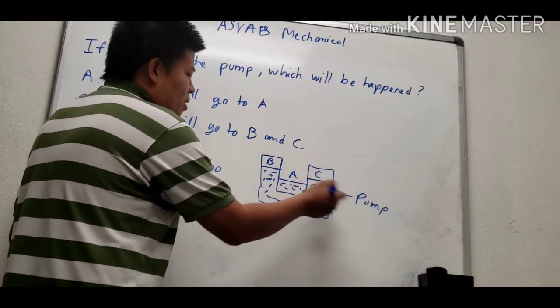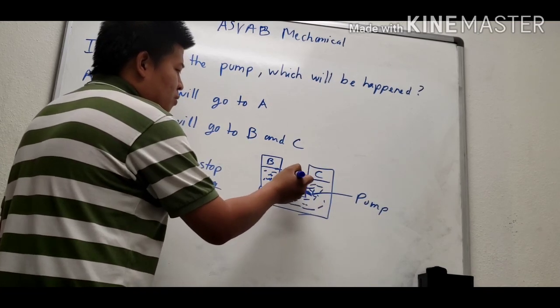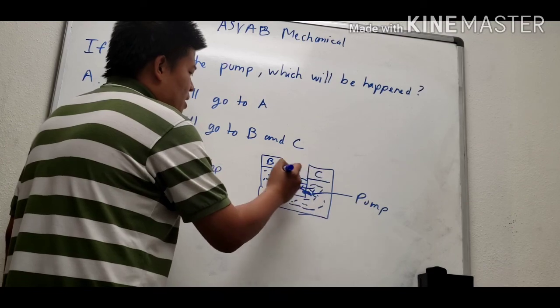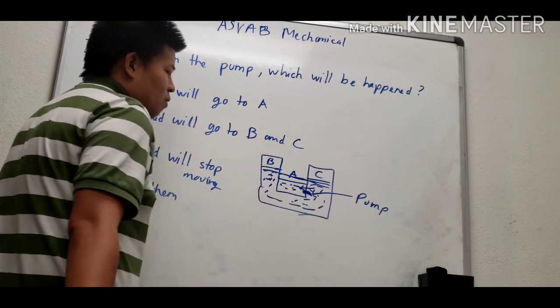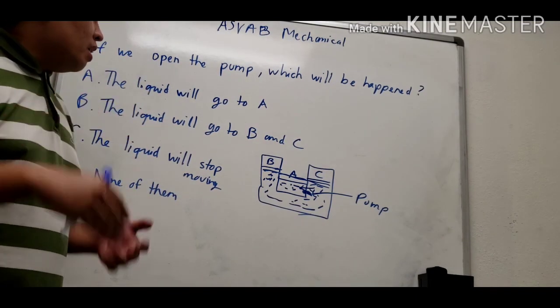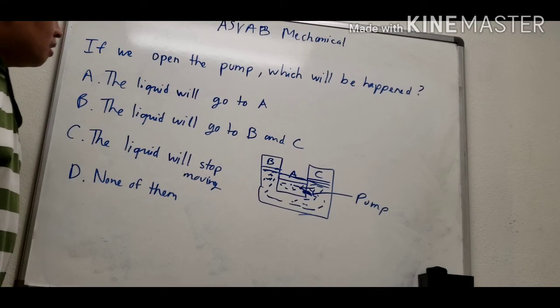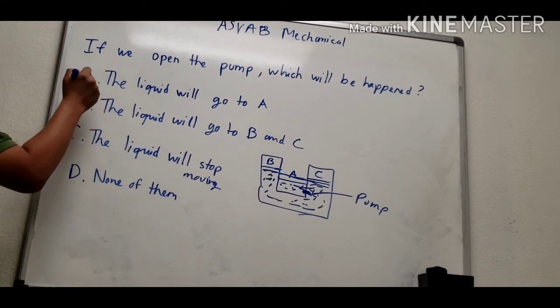So when we open the pump, the water will go from C to A, and the liquid here will become the same as B and C, until the heights of A, B, and C are the same. So the liquid here will go to A, and that's the answer A.